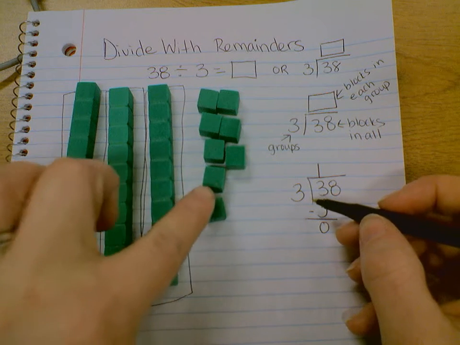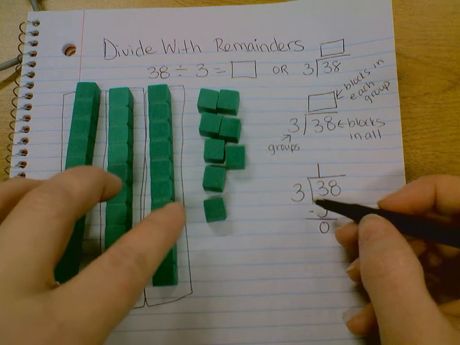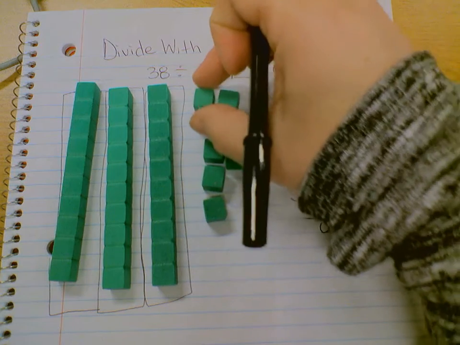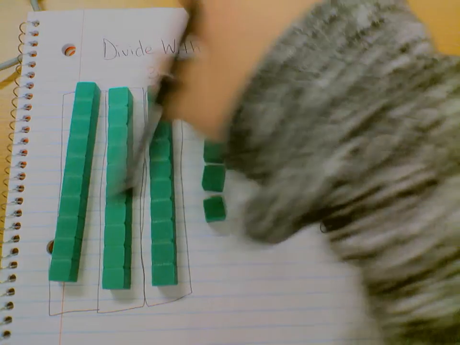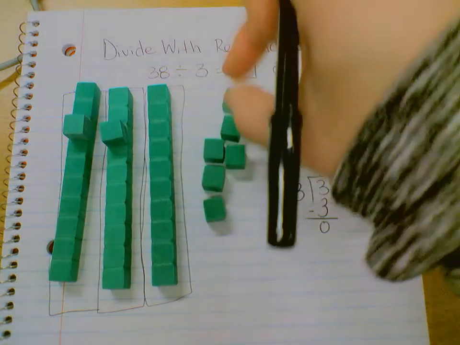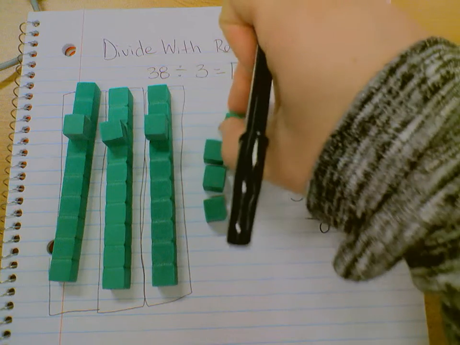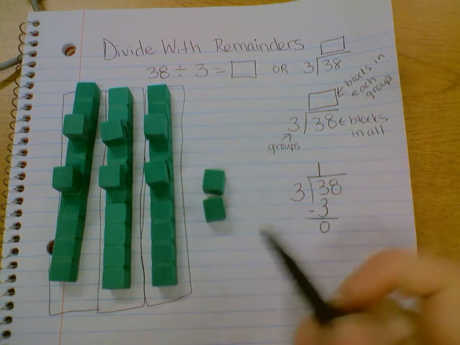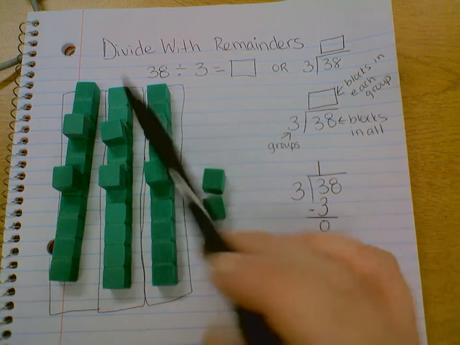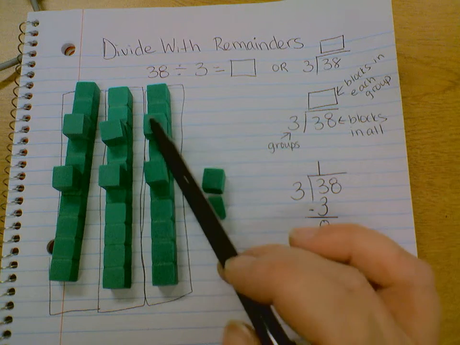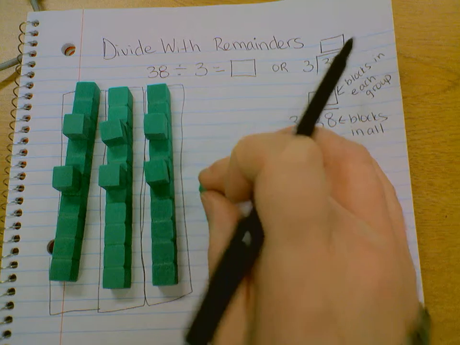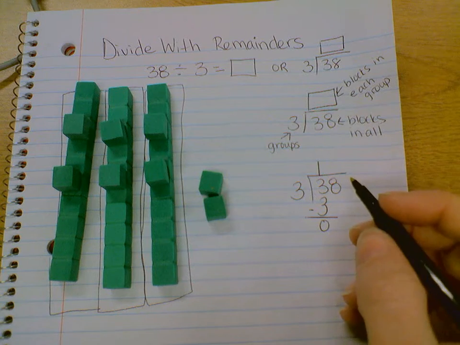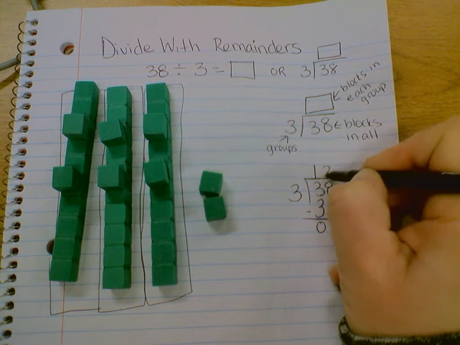Okay, so now I'm going to take my 8 ones and divide them between those 3 groups the best that I can. I'm going to go ahead and place one at a time in each of my groups, until I notice that I cannot place an equal amount in each group. So I notice here that I have 2 in each and 2 left over. I could not take these 2 and place them equally into those 3 groups. So that tells me that I have 2 ones in each group.